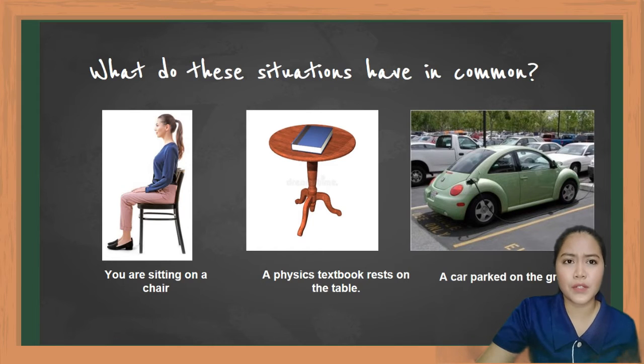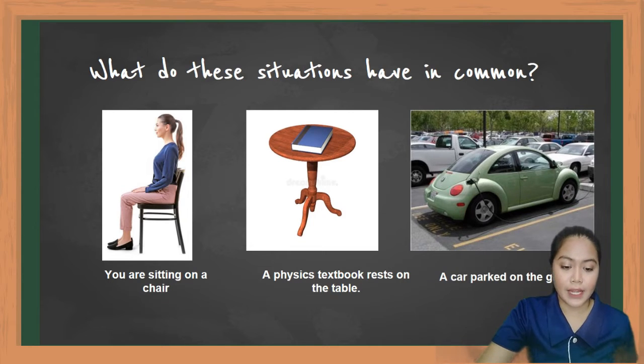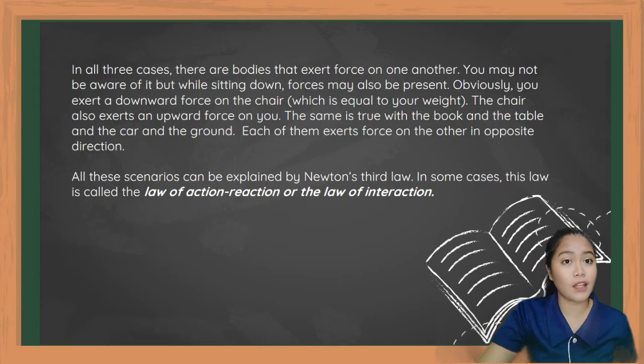So what do the three photos on the screen have in common? The first photo is about a girl that is sitting on a chair. Second is about a book that is resting at the top of the table. And the last one is a car that is parked on a parking lot. So what is common among the three photos? All of the objects are at rest.